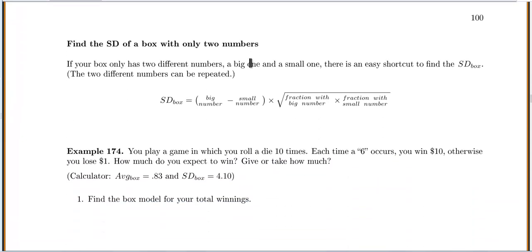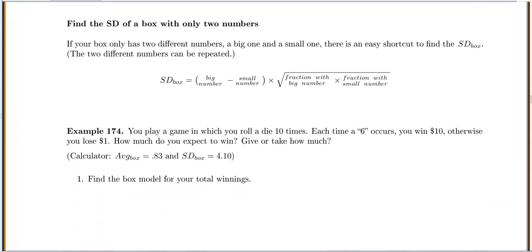Now, up to this point, I've been giving you the standard deviation and average of the box by hand, or saying that I did it from the computer. But there is a way, if your box only has two different numbers in it, a big number and a small one, then there's an easy shortcut to find the standard deviation of the box. And if that's the case, you may as well do it by hand. We just don't want to do it by hand when there's more than two numbers because it takes a long time.